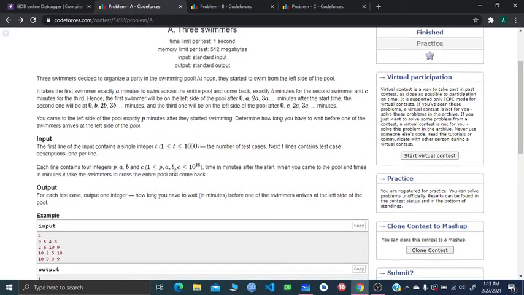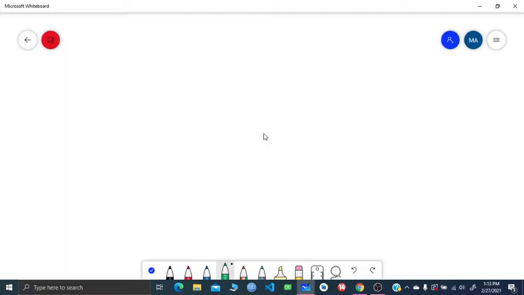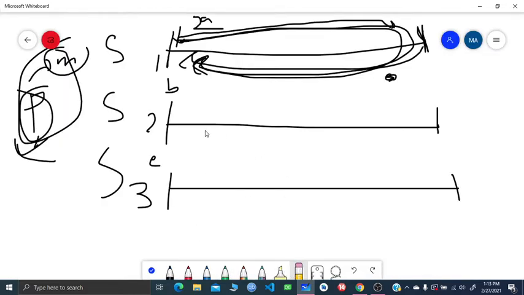They refer to this: if you start at some point, let's say for swimmer 1, after A minutes you will come back to the point that you started after swimming. That's exactly what it is. I'll show you with an example. Let's say this is swimmer 1. Swimmer 1 starts from here. After A minutes, he will come back to here, and after A minutes, he will also come back to here.